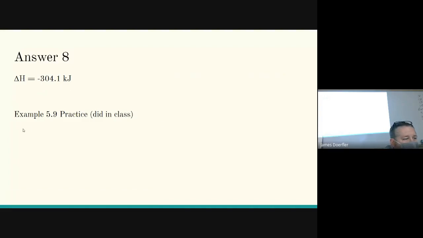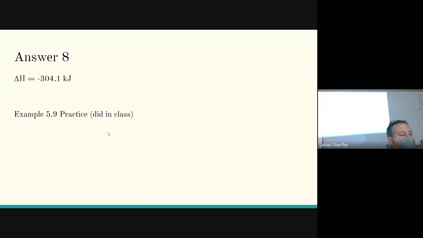And as I just mentioned, this was example 5.9 in practice. We did this in class. So if you got stuck while I was walking through it, then go back to your notes. I hope you followed along with it when we were doing it, and take a look at that. Again, it's just Hess's law.